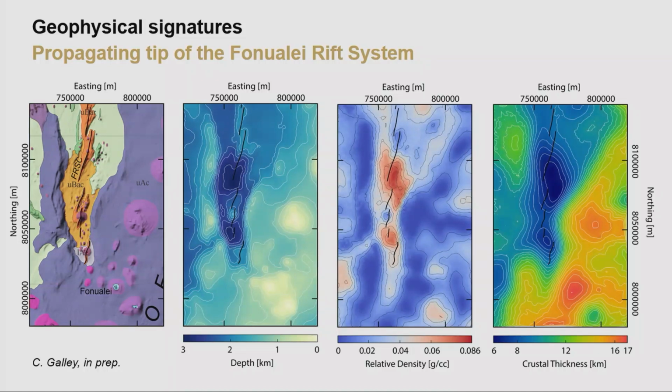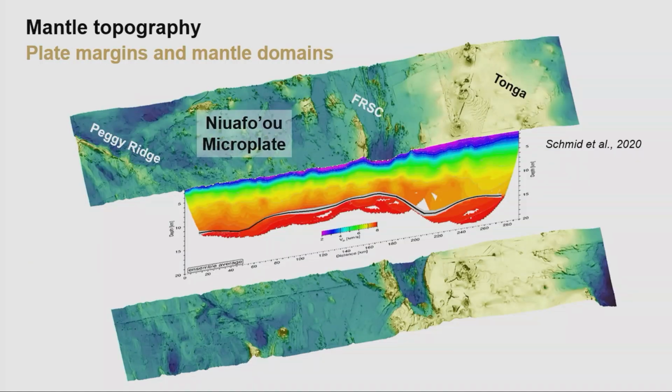The seismic data, the reflection and refraction data, which I've shown previously, is illustrated here. Here's a cross-section through the Phonolai Rift. There's the Phonolai Rift running right down, and the propagating tip is right here. On the far side of the Nuafo'o microplate is what's referred to as Peggy Ridge, which is a crustal scale shear zone.